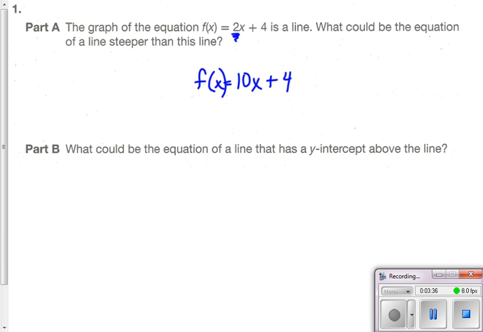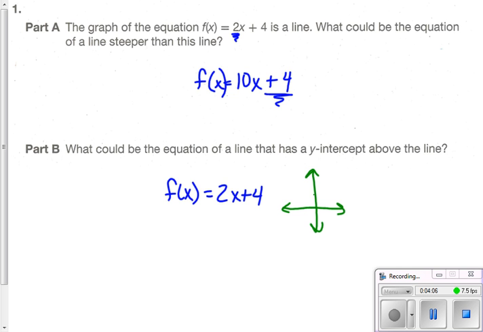Part B says what could be the equation of a line that has a y-intercept above the line. Well, if you think of it like this, this has an intercept of 4. So the way that this would be above that line, take that original equation here. We have 2x plus 4 is what they give us in part A. If we want another line to be above that line, here's your y-intercept. If it's at 4 here, well, we could have something above it. That would be 5, 6. So I would say f of x equals 2x plus, I could simply go 5. And that would be above that line.